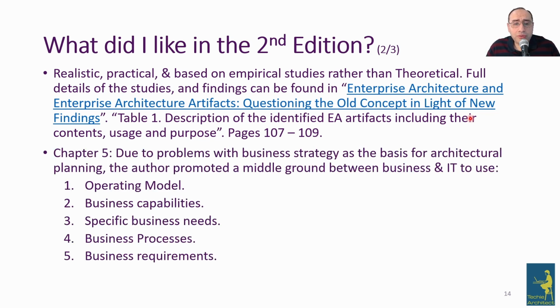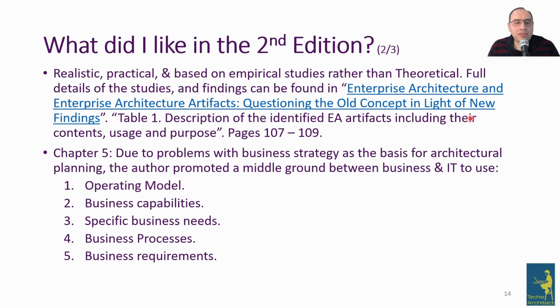In chapter 5, due to problems with business strategy, and by the way, this is a very common issue in a lot of organizations, the business strategy is not publicly announced and it is not available for everyone. I really like this chapter because the author promoted a middle ground between the business and the IT to use if you are facing the same challenge and the strategy is not well published. First, to agree on the operating model. The explanation there was really very, very good, and it will help any enterprise architect in his journey.